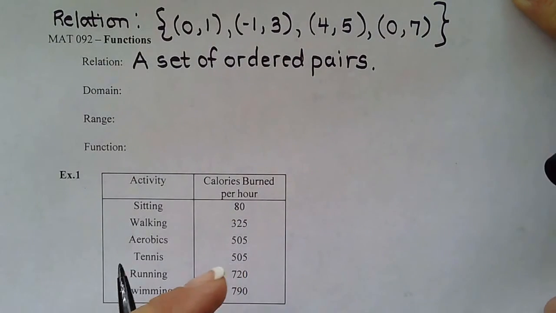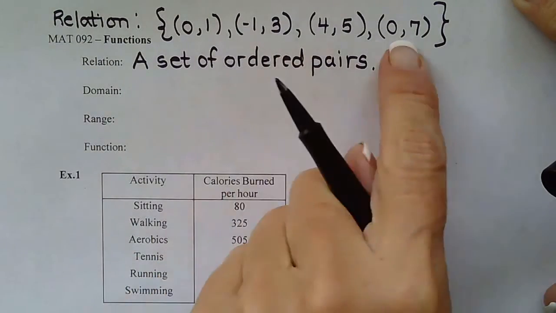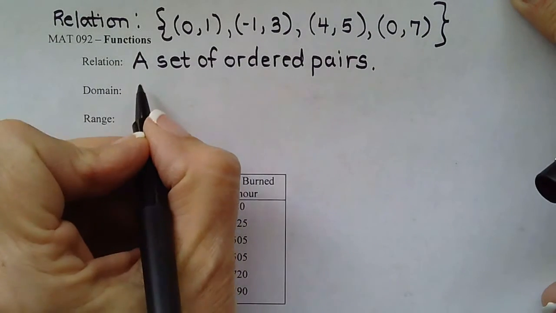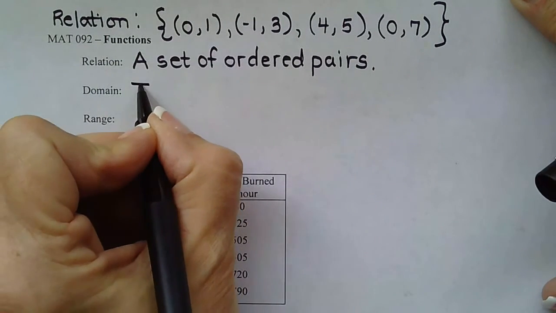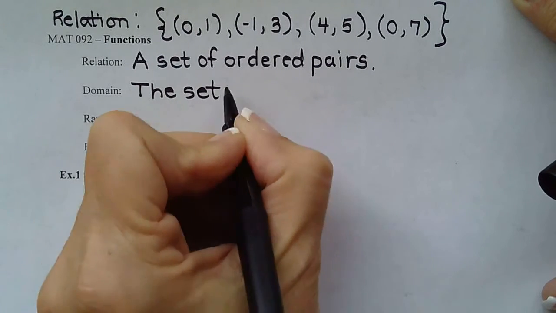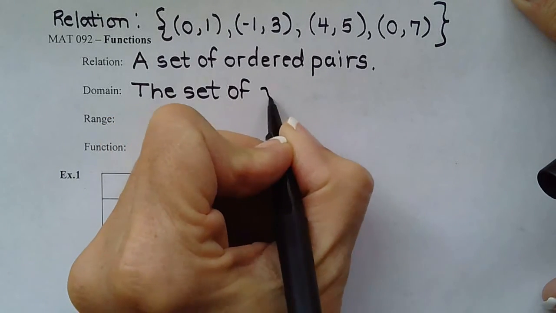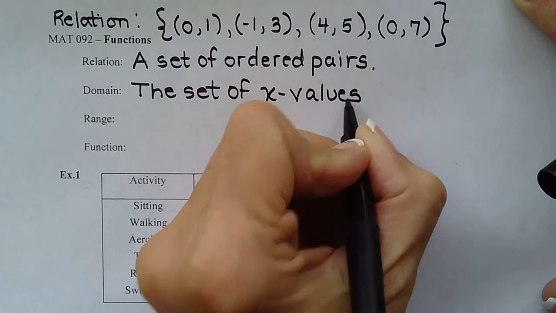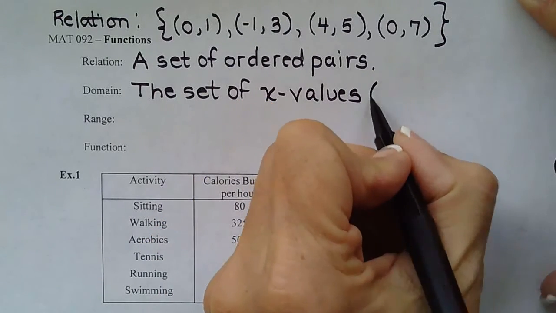The domain of that set of ordered pairs is all the x values. So the domain is the set of x values. And they're also called input values.